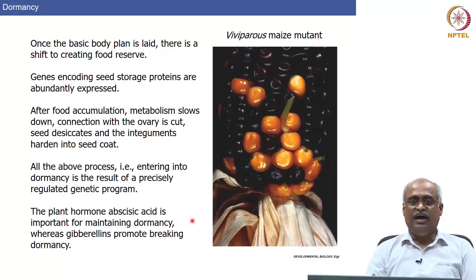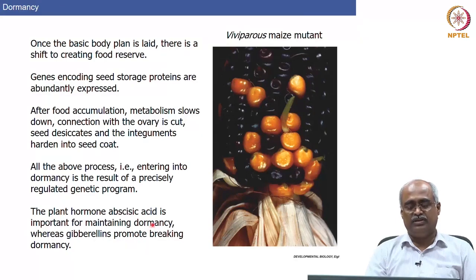Okay. And an important point to note here is that plant hormones control these genetic pathways that regulate dormancy. So, for example, abscisic acid is a predominant plant hormone involved in dormancy, like entry into and maintaining dormancy, and gibberellins do the opposite. So, these promote breaking dormancy, which we will discuss in the next slide.